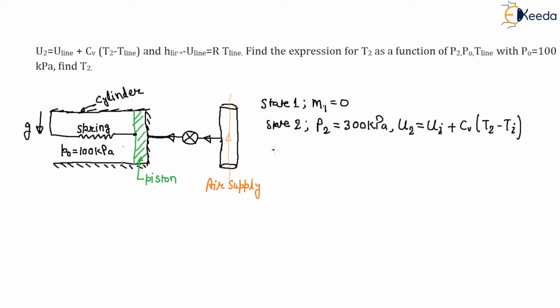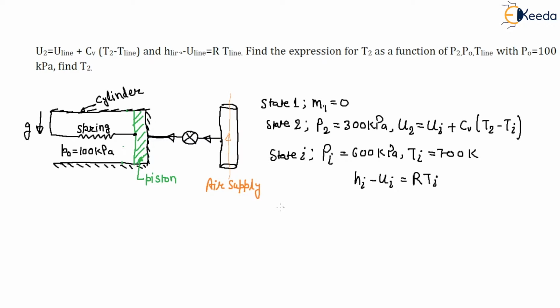What is the state i? The inlet state. At state i, the inlet pressure is 600 kilopascal, and Ti is 700 Kelvin, and the difference is given. That means Hi minus Ui is given as R times Ti. It is also given. What is the state e? There is no exit, so Me is equal to 0. Right? This is to be very clear.